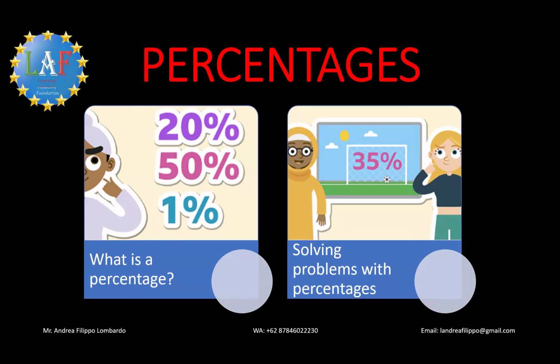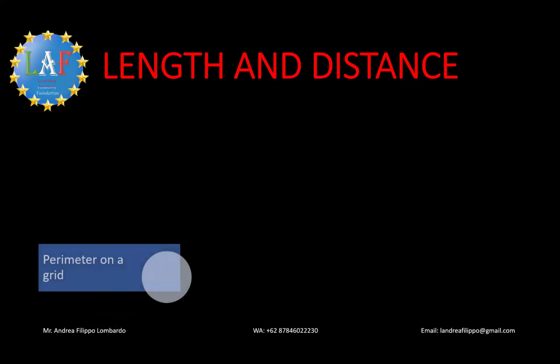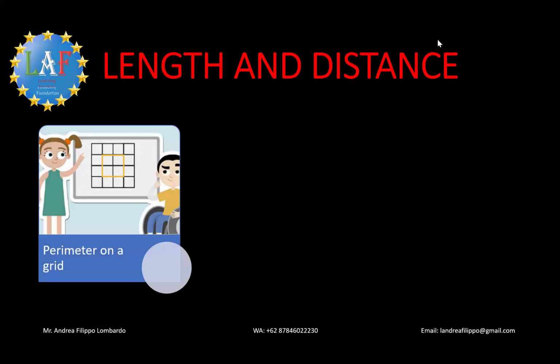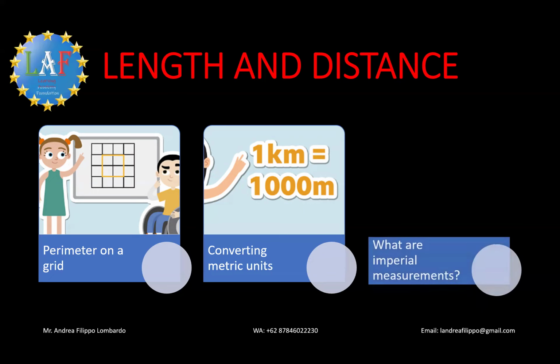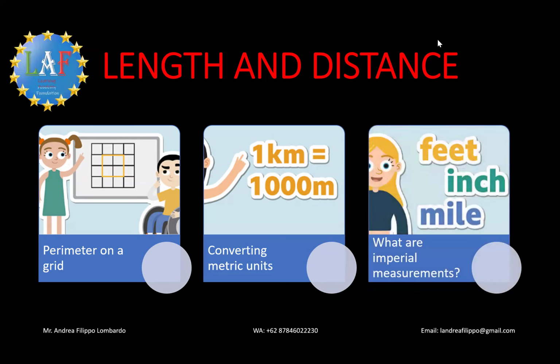The next section after percentages will be length and distance, where the students will find out about perimeter, the distance around the two-dimensional shape, and how to work it out on a grid, and how to convert between different units of metric measure. And before we started using metric measurements, the students will use imperial measurements with feet, pounds, and stones.